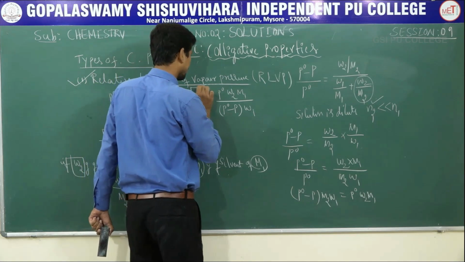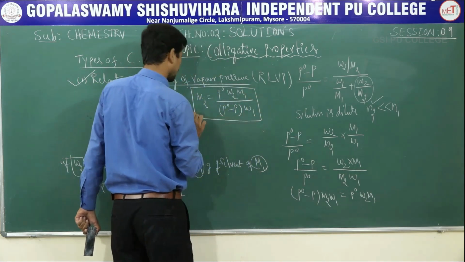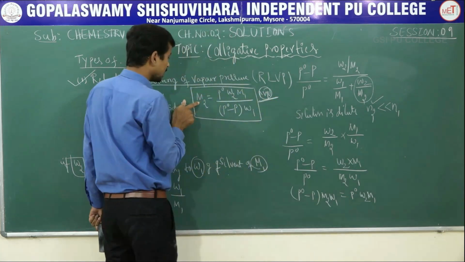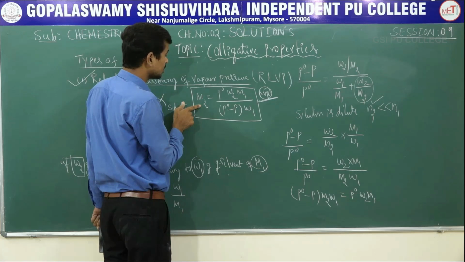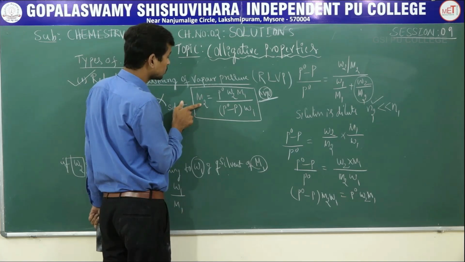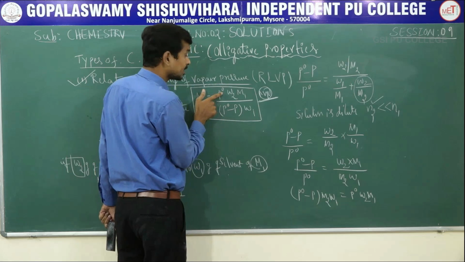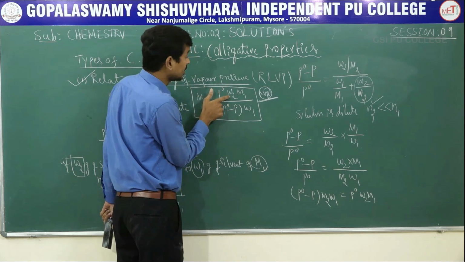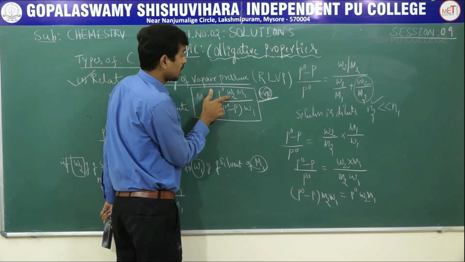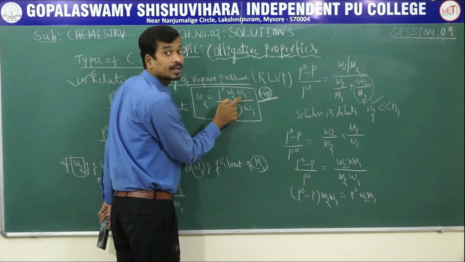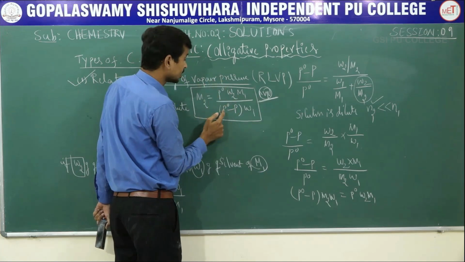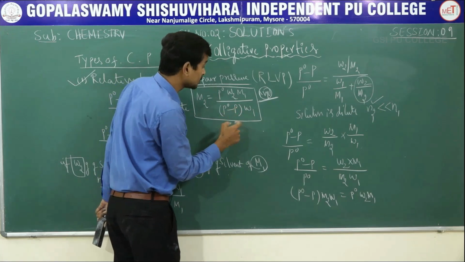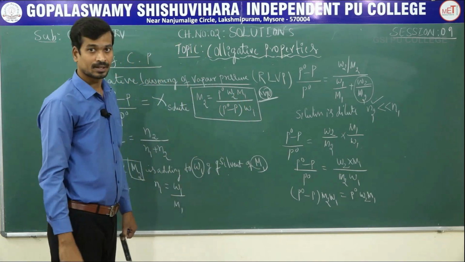This is an important formula for calculation of numerical problems, where M2 is the molar mass or molecular mass of a non-volatile solute, P naught is the vapor pressure of the pure solvent, W2 indicates the mass of solute, M1 is the molecular mass of solvent, P is the vapor pressure of the solution, and W1 is the mass of the solvent.